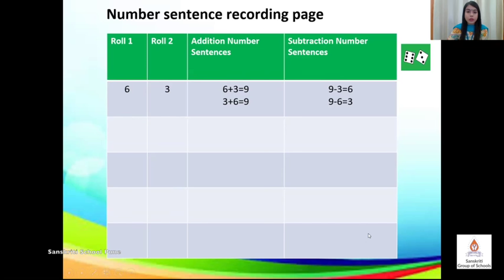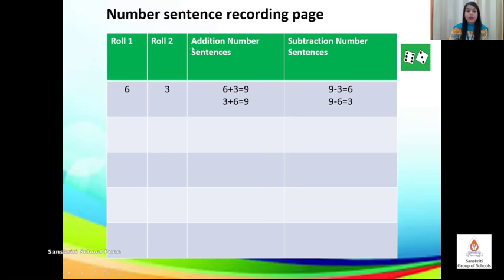Now what you are going to do is you're going to make 4 columns. In the first column, you're going to write roll 1, then roll 2. In the third column, addition number sentence, and in the last column, subtraction number sentence. When you are done with making the columns, now you are going to roll the dice. Whichever number you get on your dice, suppose you get 6, so you're going to note down the number in the first column. Now again, you're going to roll the same dice, and whichever number you get, suppose you get 3, so you're going to note down the number in the second column.